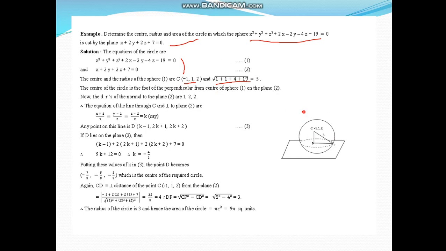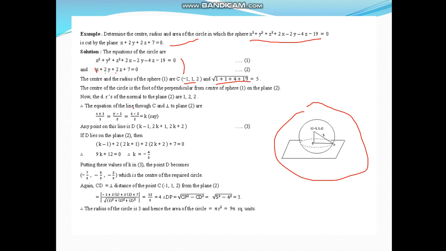Now see this figure here. From the figure we have to find the center of this circle, its radius and also area. Here P is any point on the sphere. The center of the circle is the foot of the perpendicular from the center of sphere 1 on plane 2. Now the direction ratios of the normal to the plane, from here we can find: they are 1, 2 and 2.